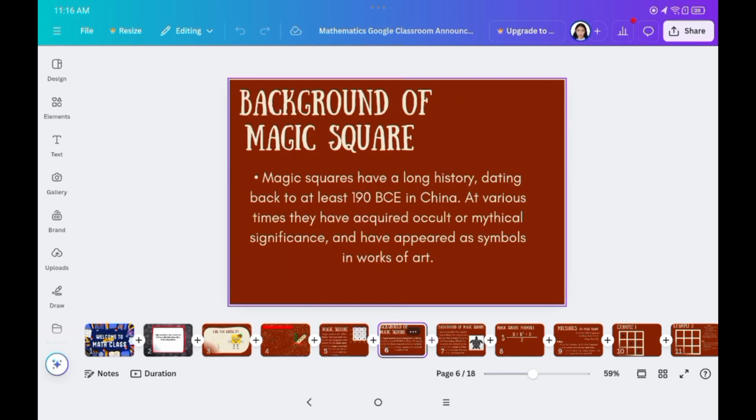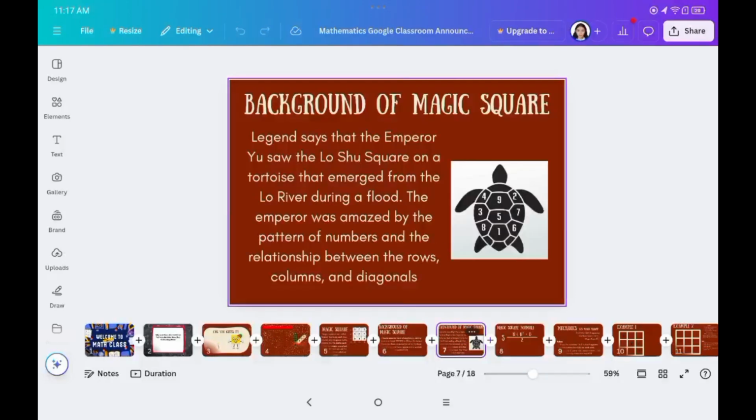Magic squares have a long history dating back to at least 190 BCE in China. At various times, they have acquired occult or mythical significance and have appeared as symbols in works of art. Legends say that the emperor Yu saw the Lo Shu square on a tortoise that emerged from the Lo River during a flood. The emperor was amazed by the pattern of numbers and the relationship between the rows, columns, and diagonals. So, a little bit of background of magic square.